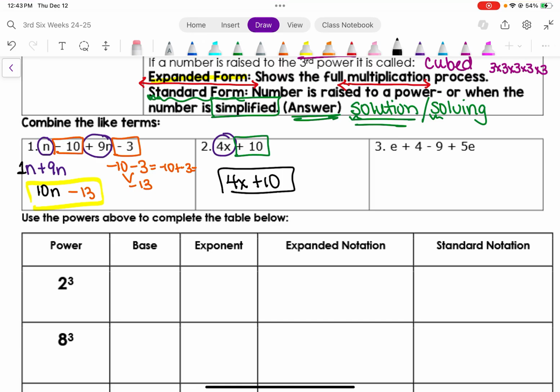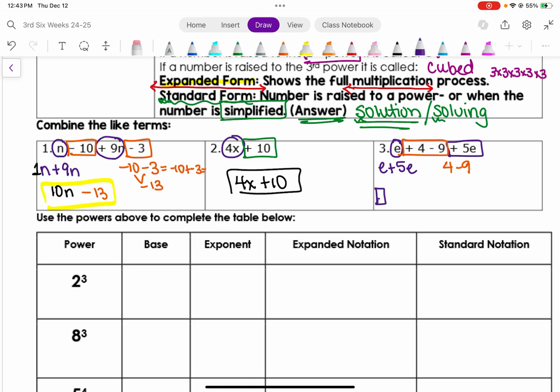If you're struggling noticing the difference between coefficients and variables or what to combine, you can always make models. And I'll show you that now. So I have an e plus 4 minus 9 plus 5e. So I have an e plus 5e. And then I have a positive 4 minus 9. So I'm having a hard time seeing what I need.